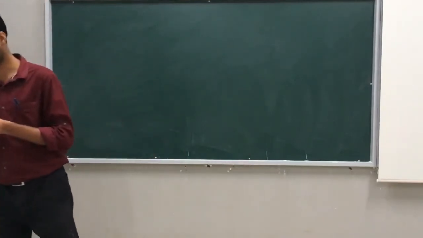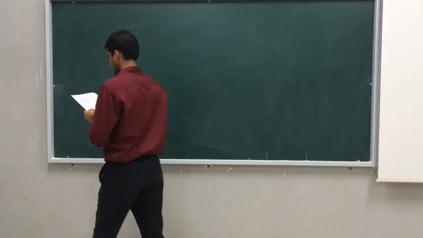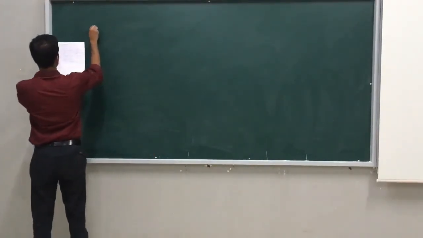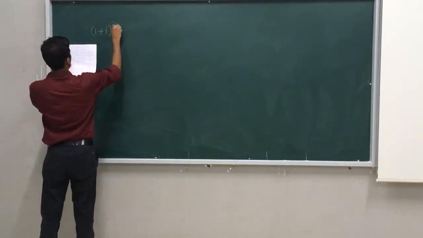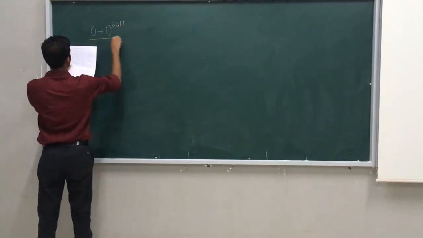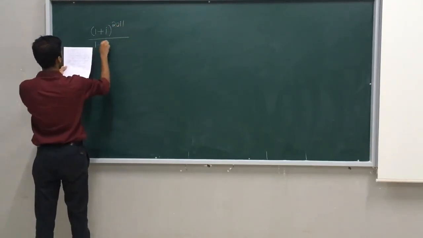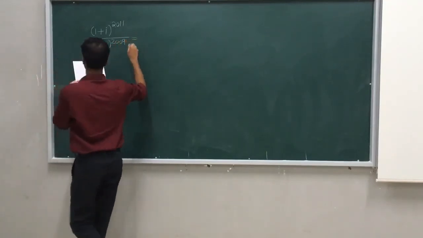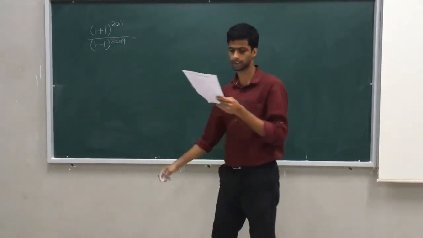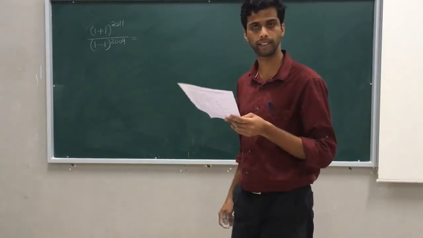So question number 23. So they have given, make a small correction in the question. It is 1 plus i divided by 2011 divided by 1 minus i. It is not 1 plus i. Make a big correction in the question. In the question paper it is printed as 1 plus i, but make it 1 minus i.